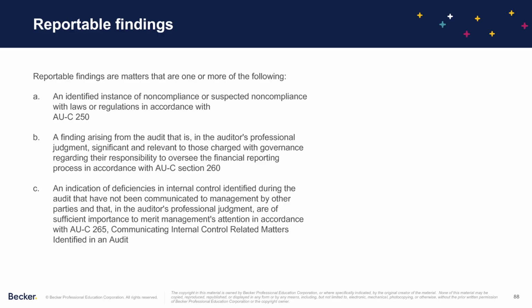So the first one, A, an identified instance of noncompliance or suspected noncompliance with laws and regulations in accordance with AUC 250. Right? So one of the things that we're required to do in AUC 250 is to identify laws and regulations that are material to the financial statements and have a direct and material impact, and identify what impact that noncompliance could have. Right? So that would be a reportable finding.